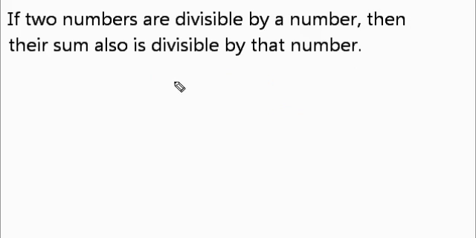What is rule number 3? Rule number 3 says that if two numbers are divisible by a number, then their sum also is divisible by the number. So let's take two numbers, 16 and 24. Now both are divisible by 4. 4 4's are 16, 4 6's are 24.